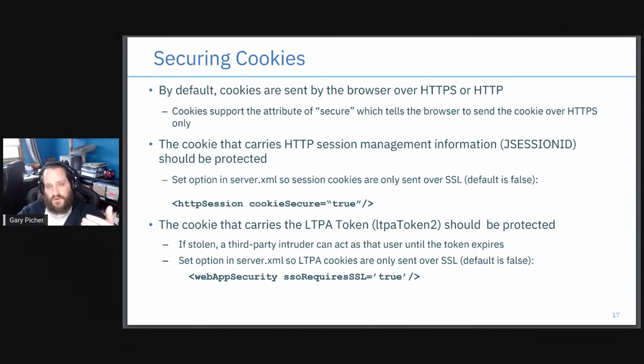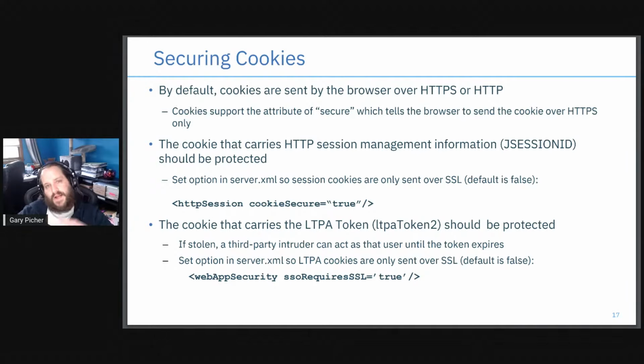So when your browser talks to the application server and it goes back and forth and back and forth, there's session data maintained over on the server side, so that when the browser goes back to the server a second time, it remembers what you were doing. For example, what was in your shopping cart. The cookie that connects that session to the browser is called JSESSIONID.